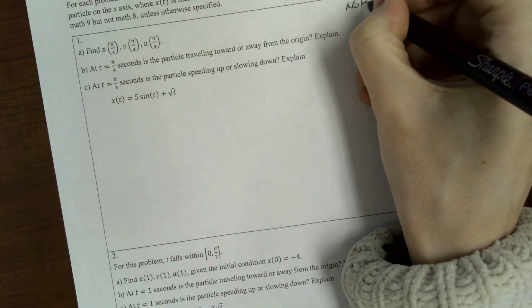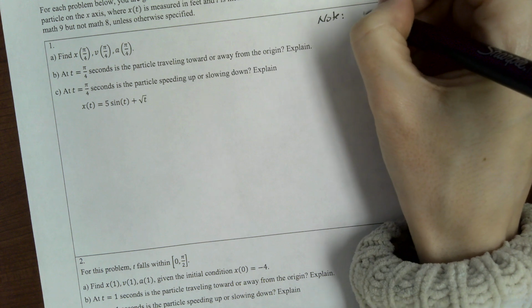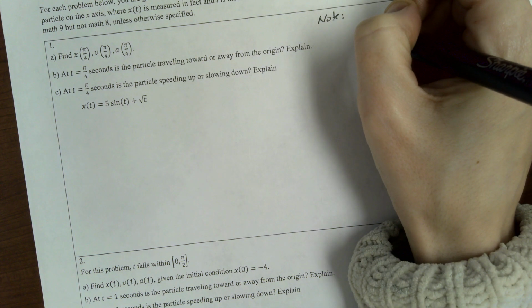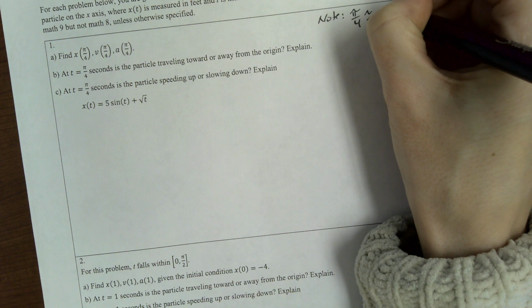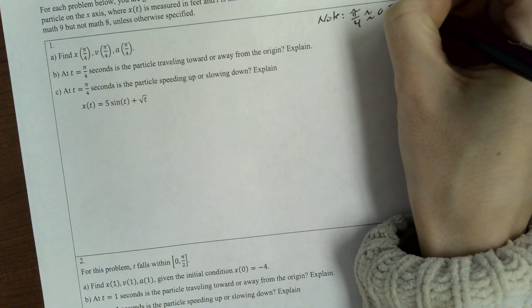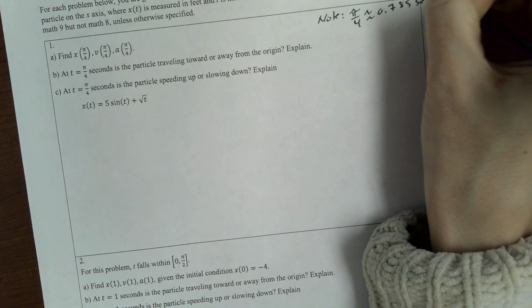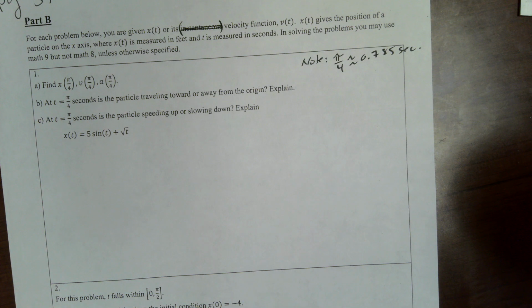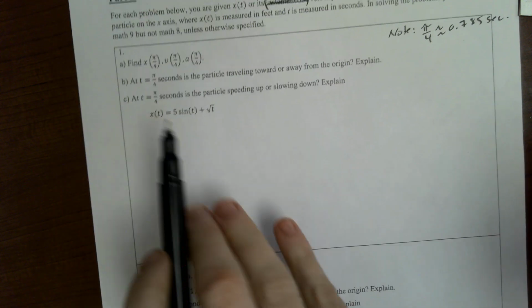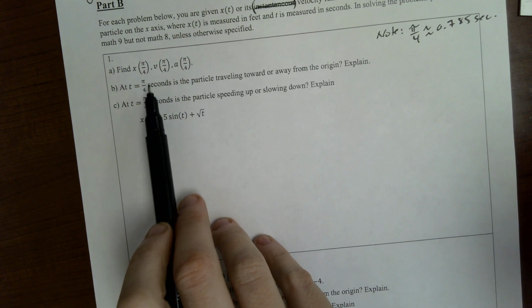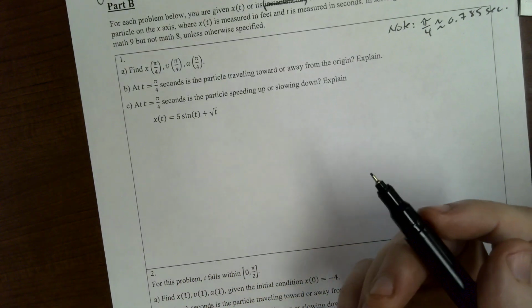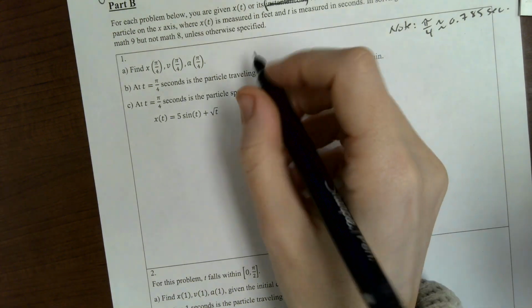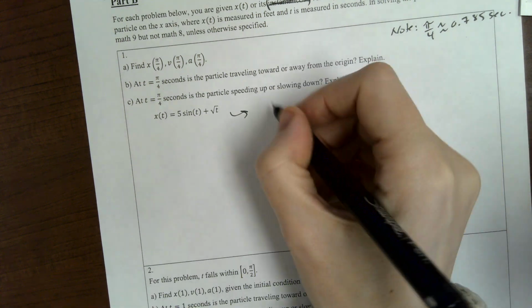And maybe I'll just say, just to visualize more, note pi over 4 is approximately 0.785 seconds in this context. Alrighty, so for the first one, we just plug in pi over 4, but then we need the velocity and acceleration of this function. So first and second derivative.